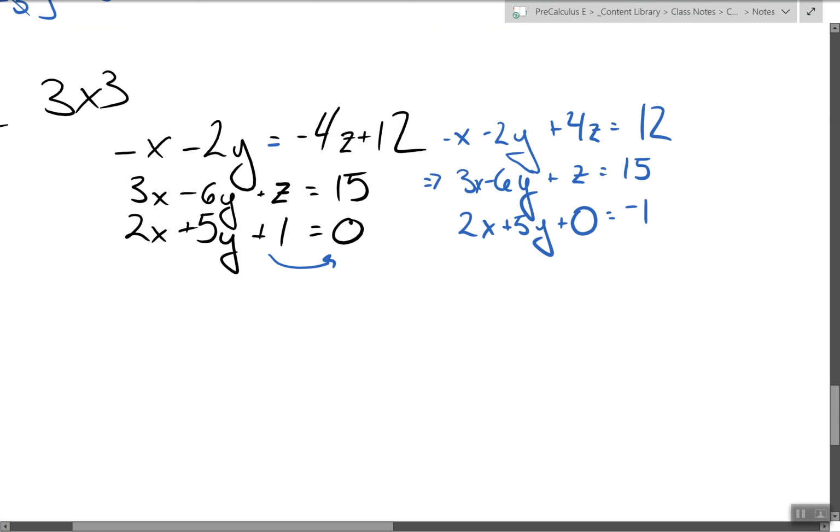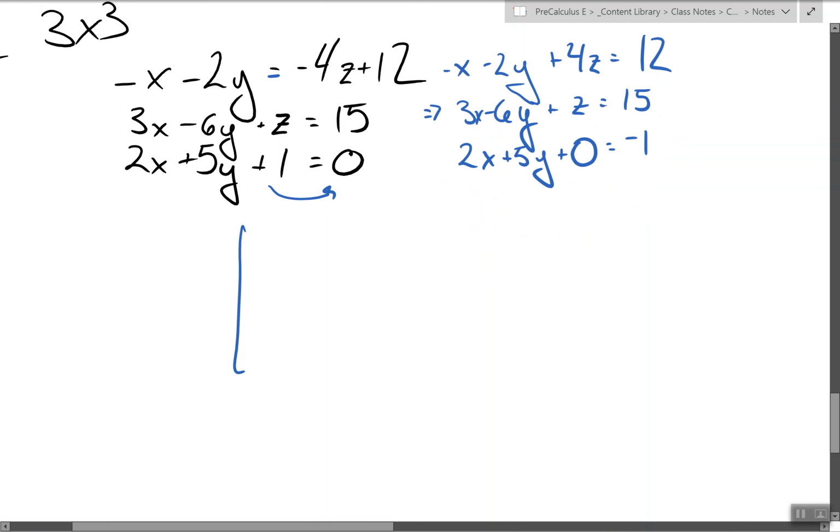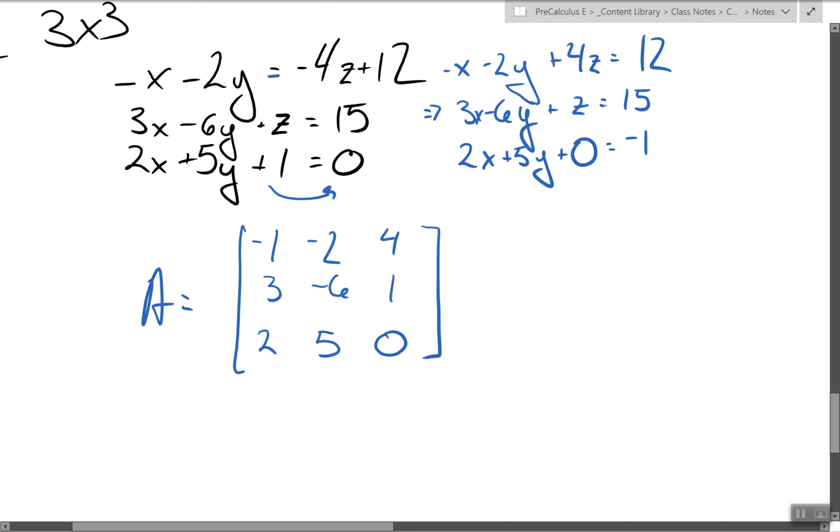Make sure that they are ready to be made into a matrix, and then go ahead and make that matrix. So we have negative 1, negative 2, 4. We're not using the answers here. We're going to move that off to the side. 3, negative 6, 1, 2, 5, 0. So that is our matrix A. And then our answer column is 12, 15, negative 1. So we are going to put that into the different columns as we go through this.